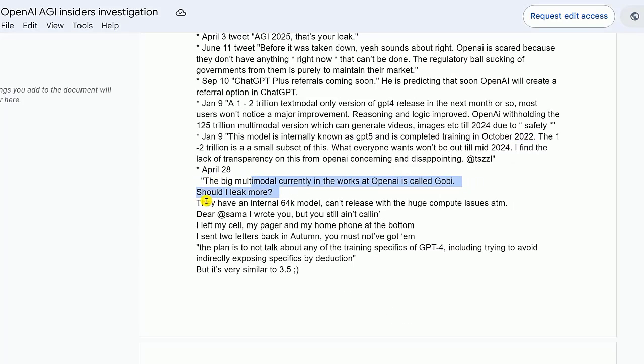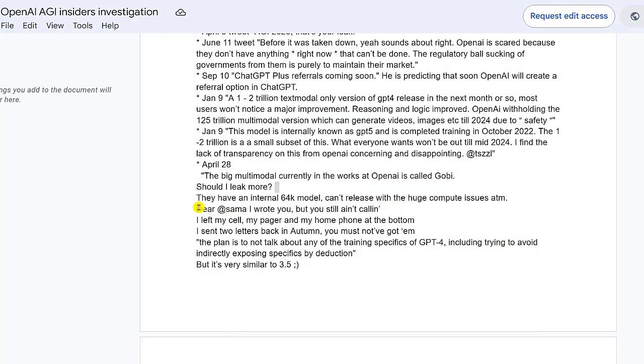Should I leak more? They have an internal 64K model, can't release with huge compute issues at the moment. And then he says, Dear Sam, I wrote you, but you still ain't calling. I left my cell, my pager, and my home phone at the bottom. I sent 2 letters back in autumn. You must not have got them.